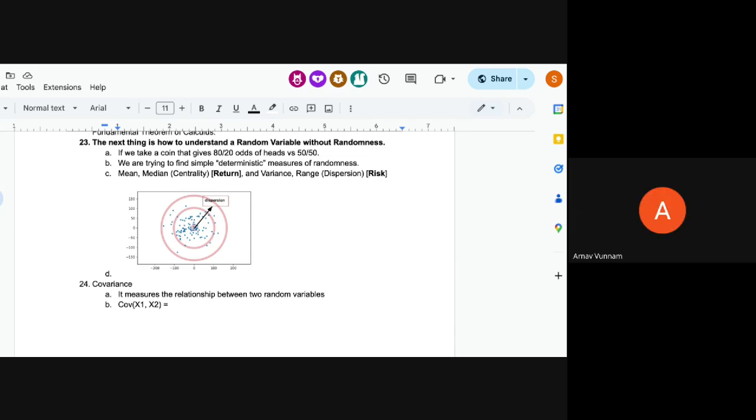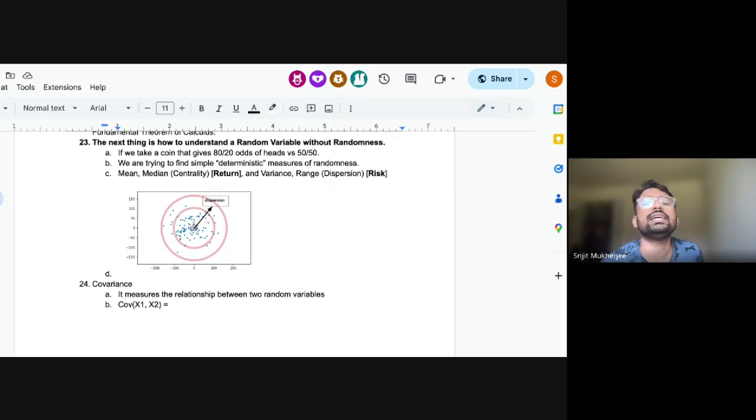I was just wondering, do we need 80-20 odds, or can it be a different number? It can be anything. I gave two examples with those probabilities. Both variables are taking heads and tails, right? But different probabilities are there. So the whole goal is, can we find values that can help us distinguish this difference based on those probabilities?